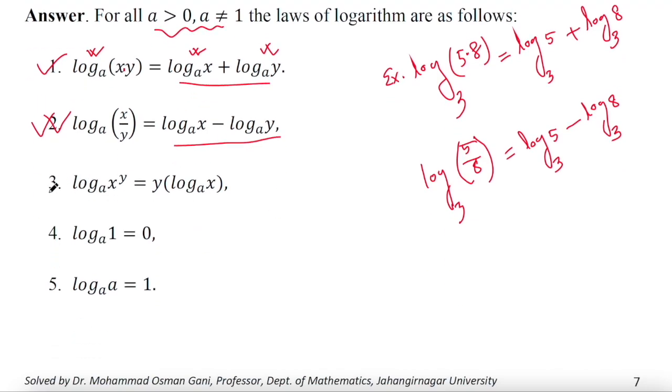Now the third one is called the power rule, log of x to the power y. This power you can put as a coefficient. For example, log of x square base 5 is equal to 2 times log x to the base 5. So this power you can write as a coefficient. This is called the power rule.